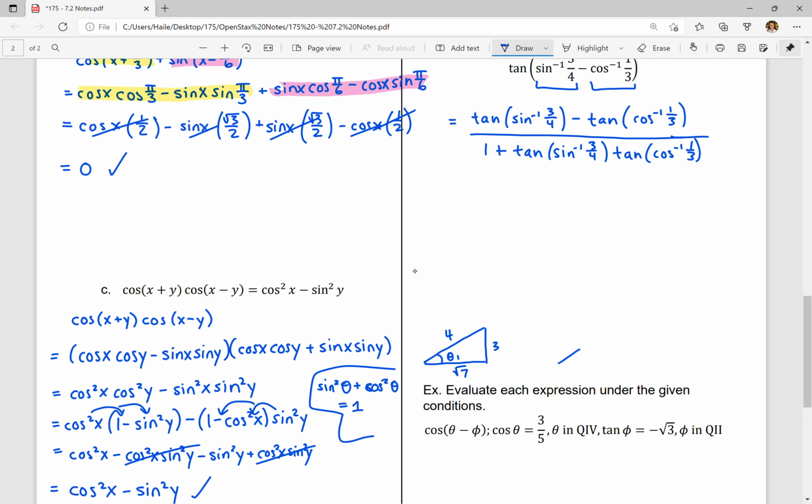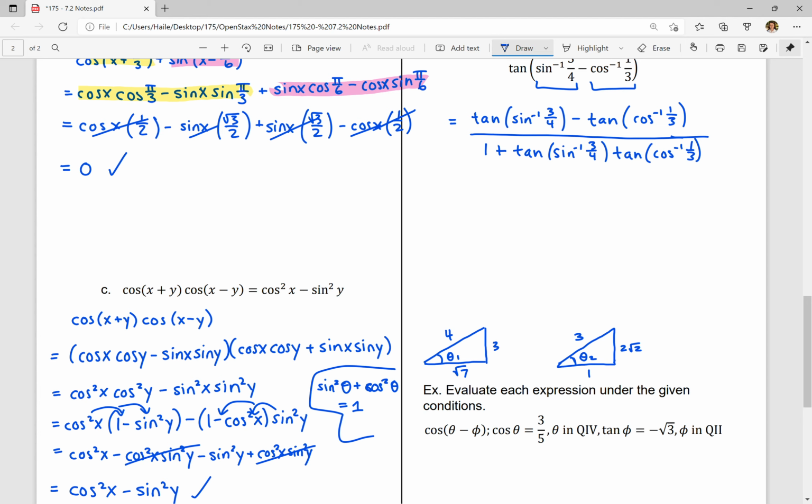And then my second triangle, I'm going to do the same thing, except I'm going to use that 1/3 to give me my information. So we're going to call this one theta 2. And let's see what we can get from this. If cosine inverse is 1/3, that means cosine is equal to 1/3. So that means the adjacent side is 1 and the hypotenuse is 3. And then from Pythagorean theorem, we get that the opposite side is 2 times the square root of 2.